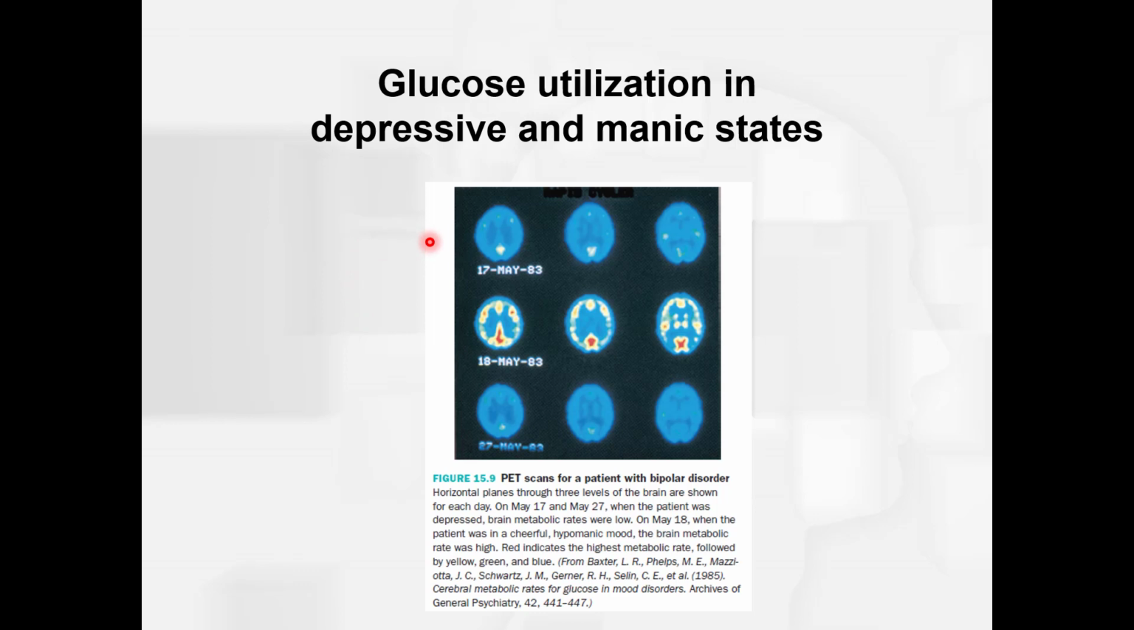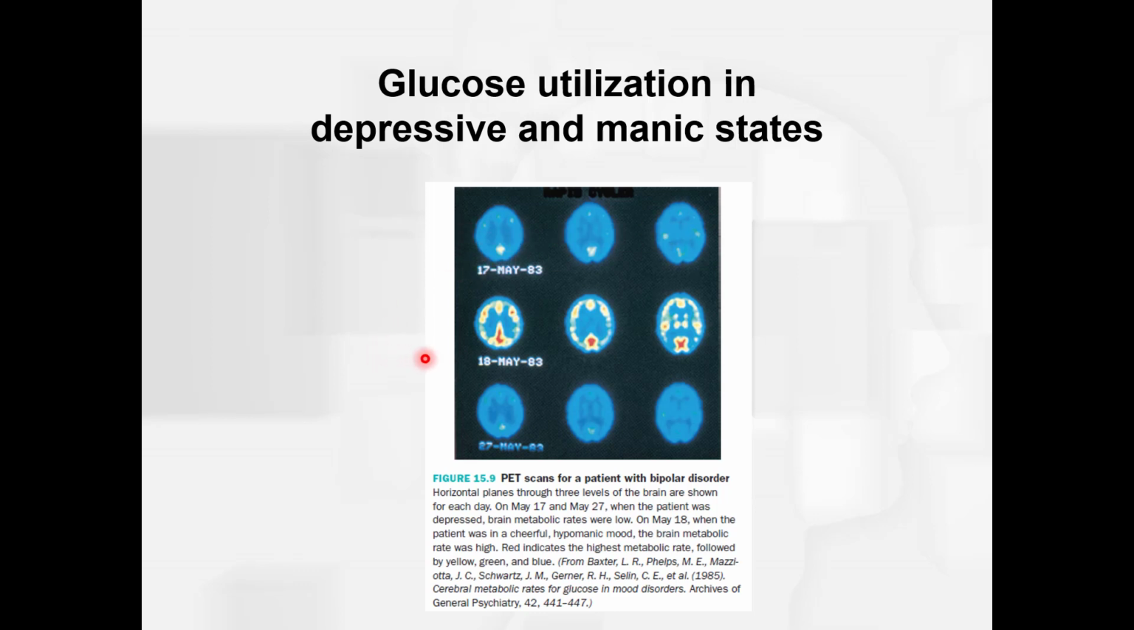So here on May 17th, the patient's depressed, and if we remember back to previous chapters, when we're looking at a PET scan or an MRI, when we see reds and oranges, that means there's lots of brain activity. And when we see blues and greens, it means there's less activity. And you can see here, the brain is very inactive in the depressive state. There's not a lot of brain activity going on, at least at these different levels that are shown.